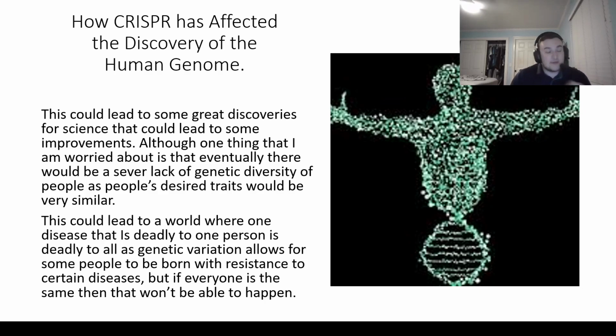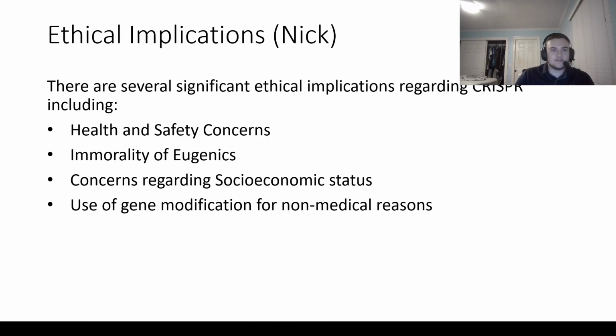So if we don't have genetic variation, we will be in trouble. Again, there are health and safety concerns, the immorality of eugenics, and concerns regarding socioeconomic status, where basically patents might be involved, which will create incentive for the creation of these CRISPR and genetic findings. However, some people might try to monopolize it, which would be really, really bad.